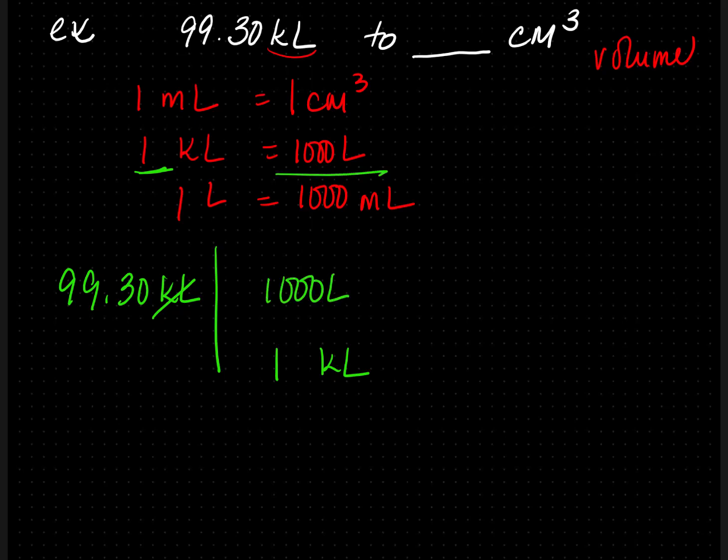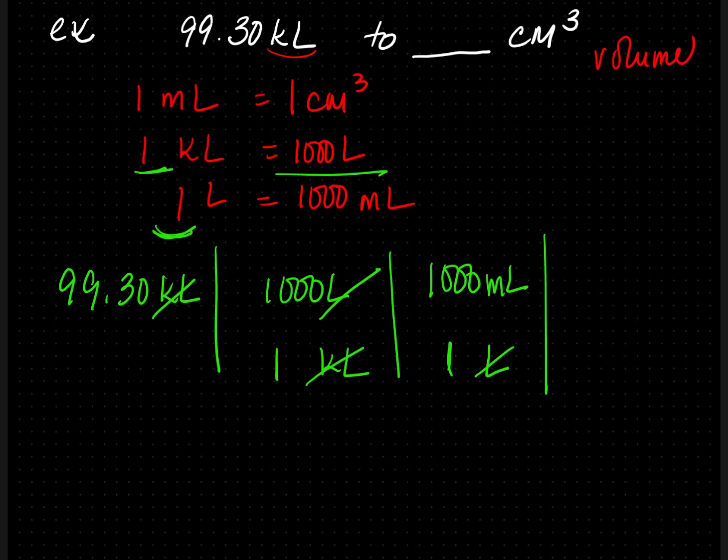So I put that on top, just like that. The kiloliters cancel out. This is liters. This is liters. Diagonal units have to be the same. There's a 1. This is a 1. What's left over is 1,000 milliliters. Next, milliliters to cubic centimeters, because we know that 1 milliliter is equal to 1 cubic centimeter. So this is the setup.